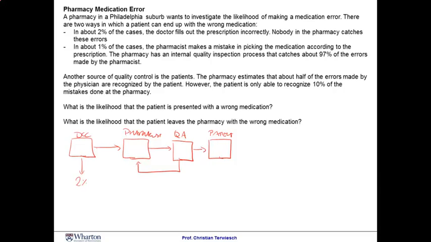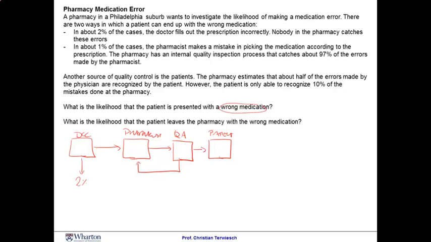And so the question here is, first, what is the likelihood that the patient is presented with the wrong medication? And then finally, what's the likelihood that the patient ends up actually taking a medication that is not right for him or her? Take some time, put me on pause, and then give it a shot yourself, and then look at my solution.